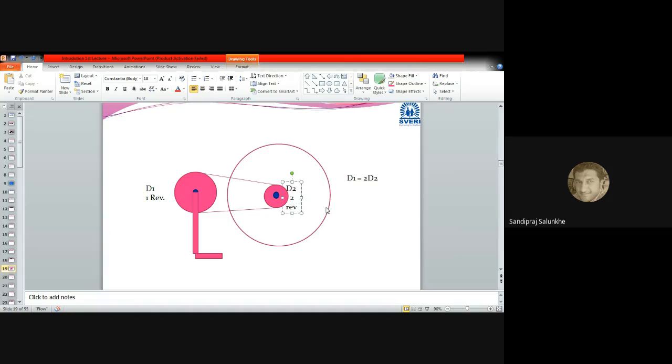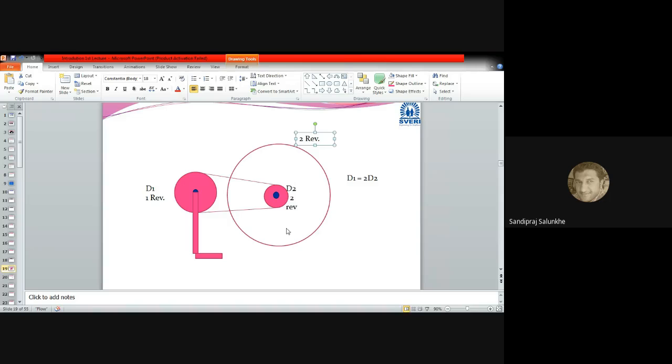Then how many revolutions will there be for this bigger wheel? Same revolution. Same means 2. Just like D2, sir, it will rotate 2 revolutions. Am I right?